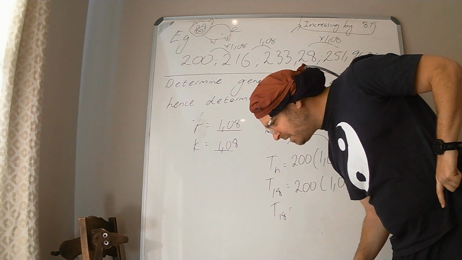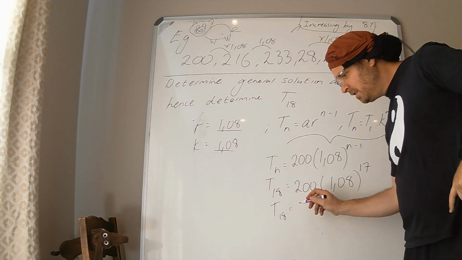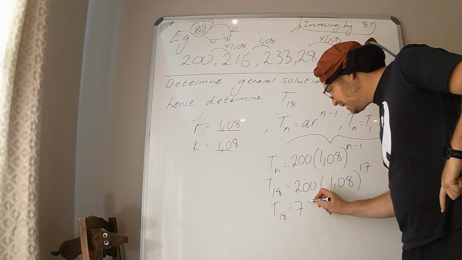Who was doing this for us? I think Yasera. Well done, Yasera. High five yourself. You get an answer of 740.